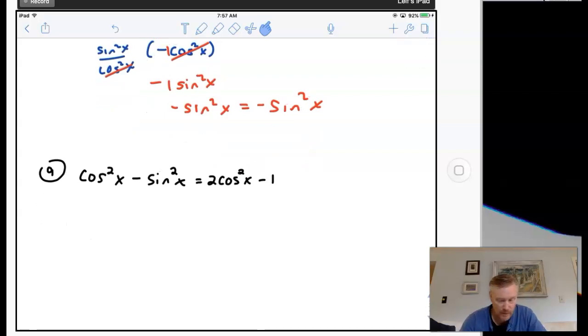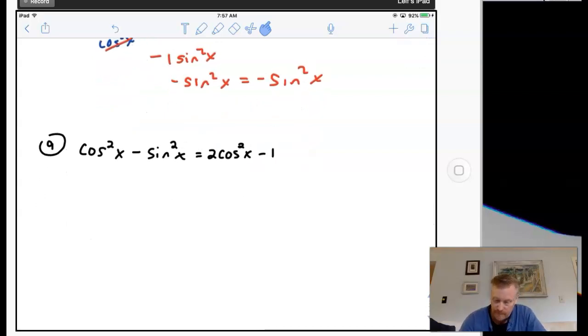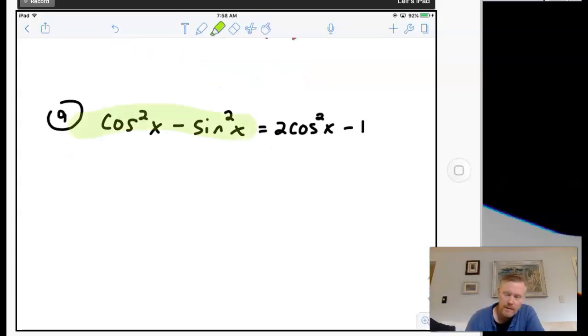Number 9, looking at this one here. Okay. I'm going to manipulate the left side. Now if I look at the right side, I see only cosines over there. So I'm thinking maybe if I change that sine squared into cosines, that would be a good start.